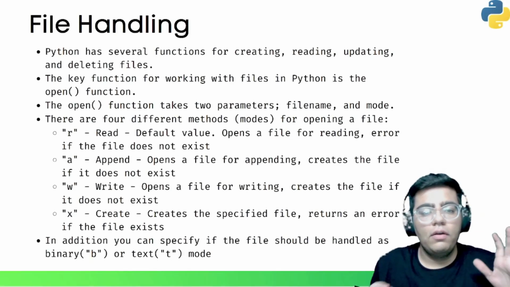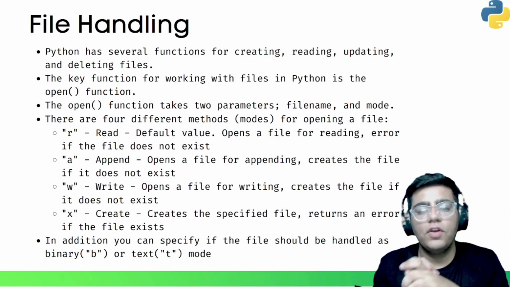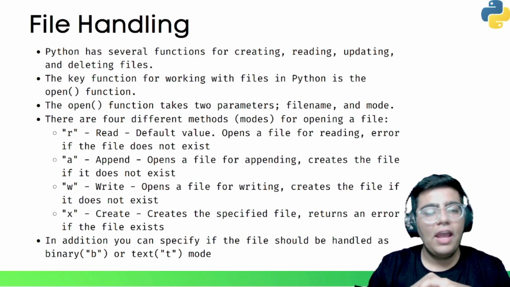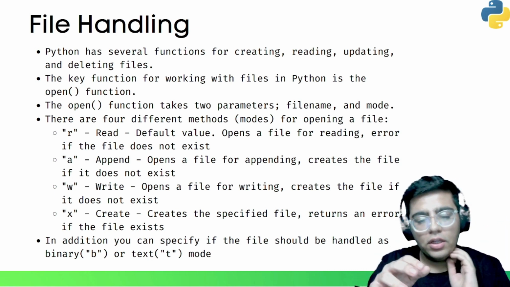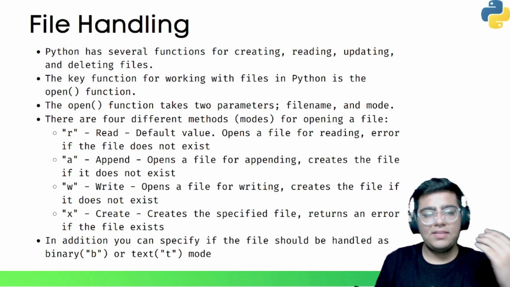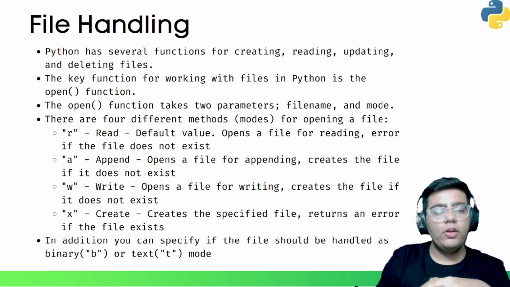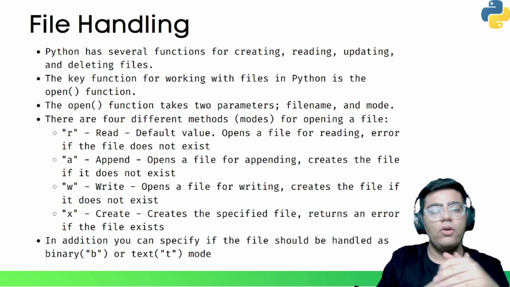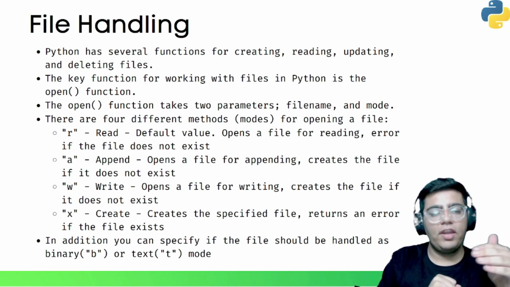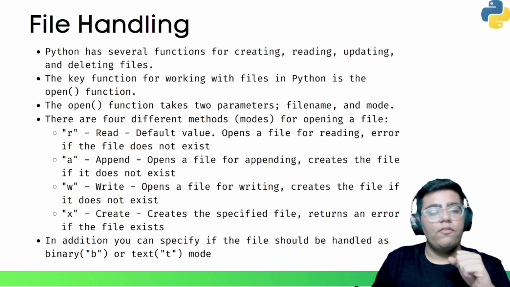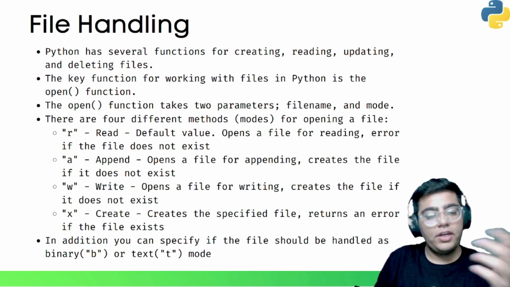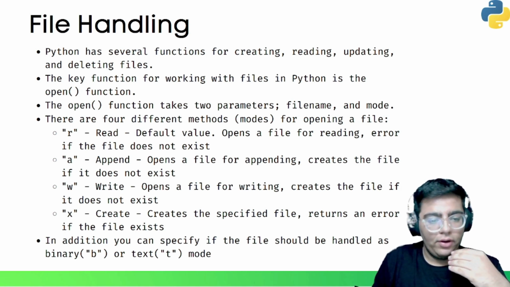So Python has several functions for handling text files, alright? And the key function for working with files in Python is the open function. So basically what you can do is, let's have a file with some lines of text written in it. Using Python, we can change them, we can read them, we can print lines of it, we can overwrite them, and we can also create new files and add text to them, alright?